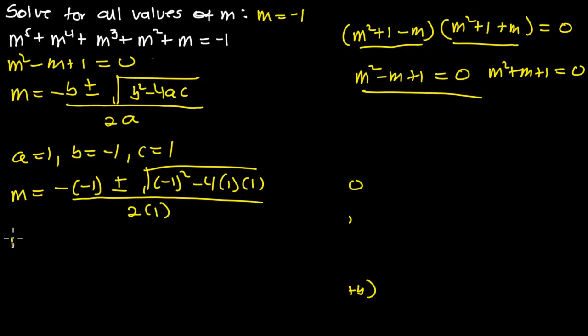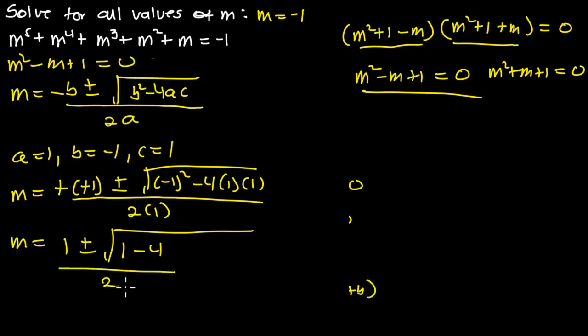So we are going to have m to be equal to, a negative will cancel negative, so we are going to have 1 plus or minus the square root of negative 1 squared is 1, and then we have negative 4 times 1 times 1 is going to give us negative 4 all over 2 times 1 is 2. Now we're going to have m to be equal to 1 plus or minus the square root of negative 3 all over 2.